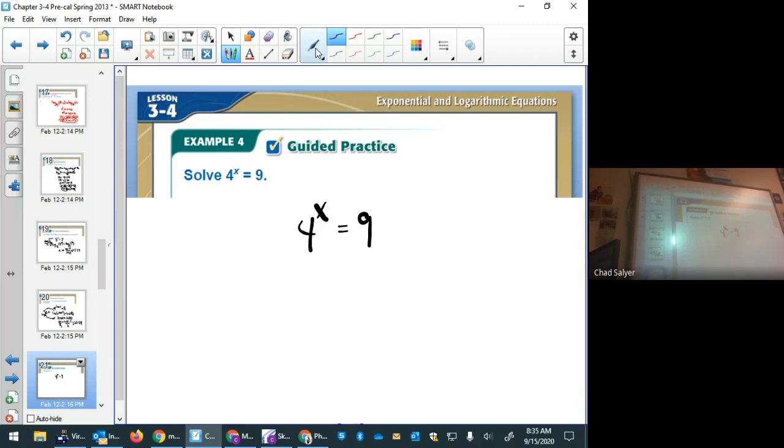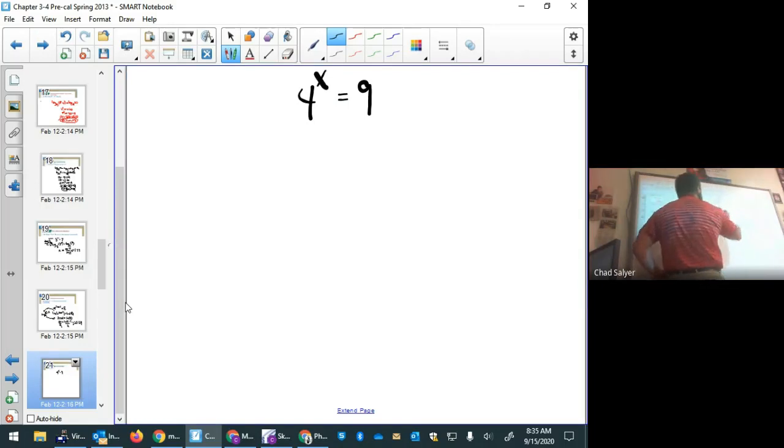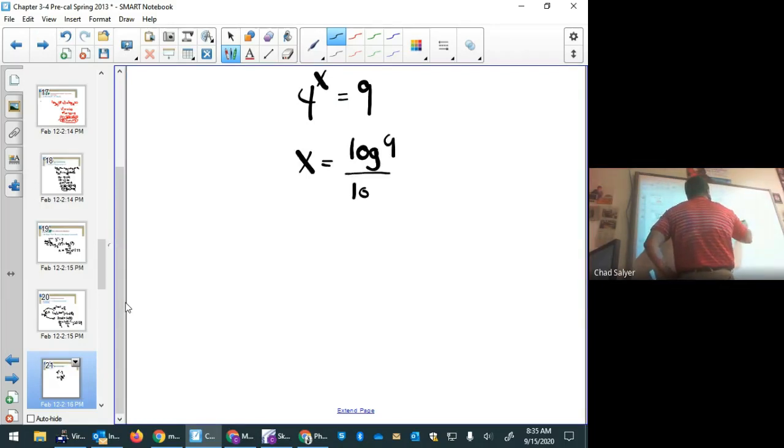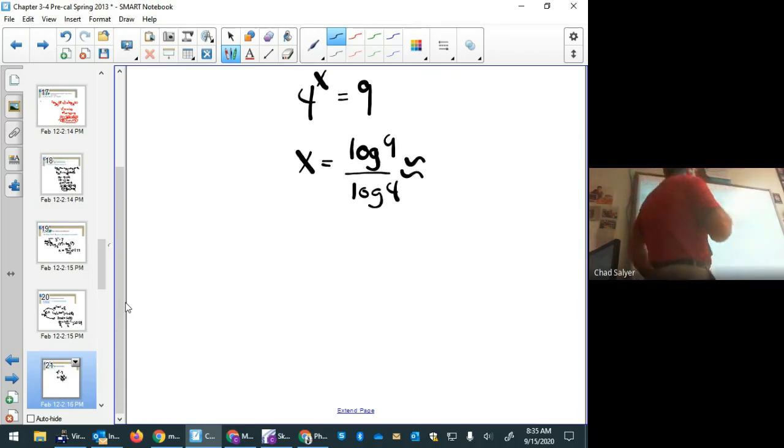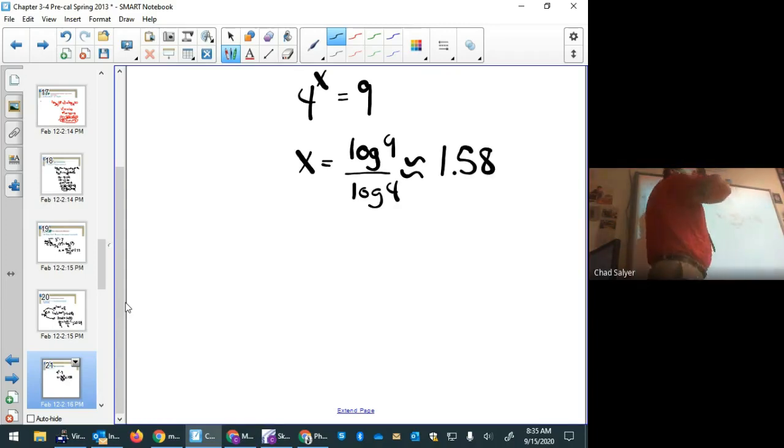And then if you use the change of base rule, it's log of 9 over log of 4. And that's what you can do in your calculator. All right, so Colby, tell me what you got here just in terms of the logarithm. Log base 4 of 9. Excellent. And what was the decimal approximation for that, Mason? 1.58. Excellent. Okay, any questions about this?